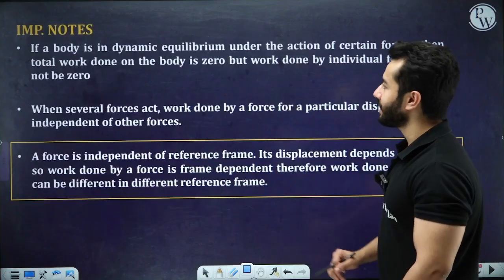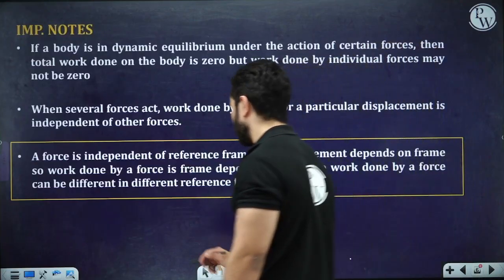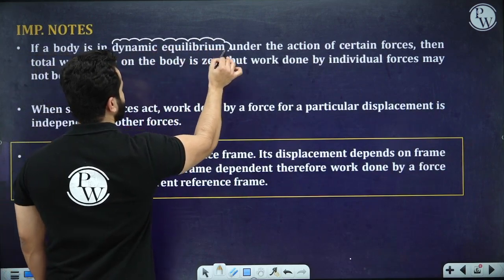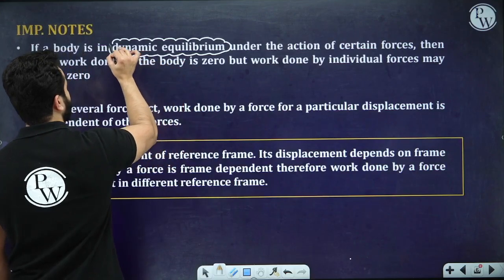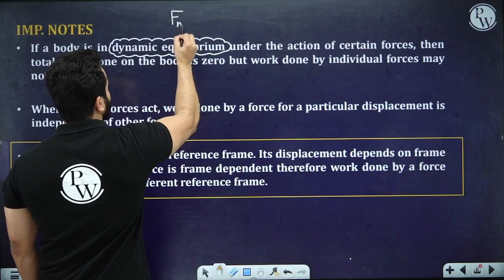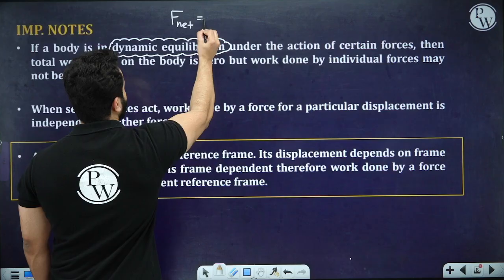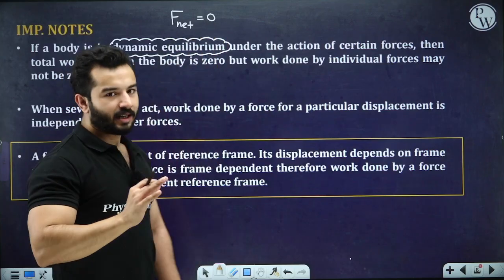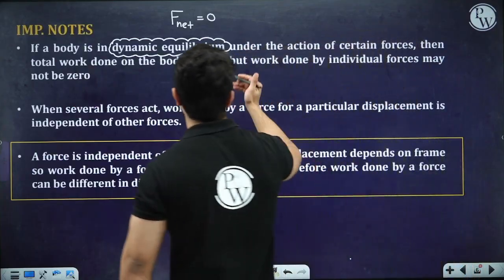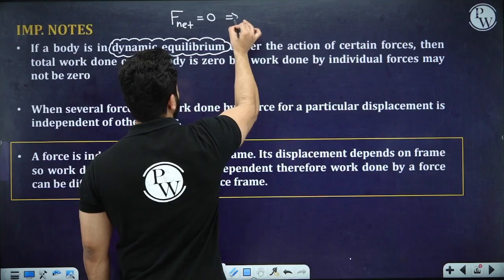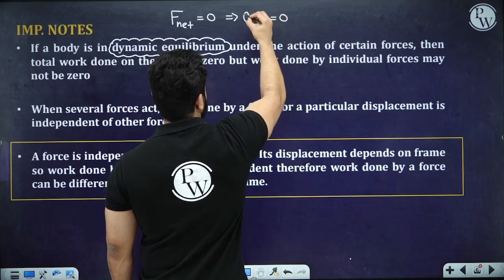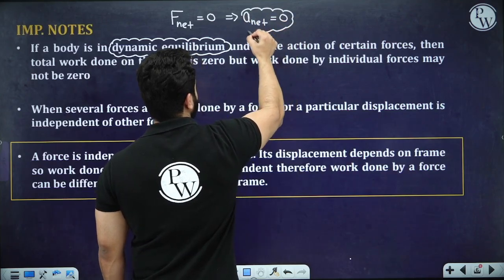What are the other 2 points? If a body is in dynamic equilibrium. Okay, so we are going to talk about this thing. But first, let's discuss what we mean by dynamic equilibrium. Equilibrium basically means that if you are saying a body is in equilibrium, no matter what type of equilibrium it is, the net force acting on a body will be 0. And if net force acting on a body is 0, we can conclude that net acceleration of that body or system is also 0.